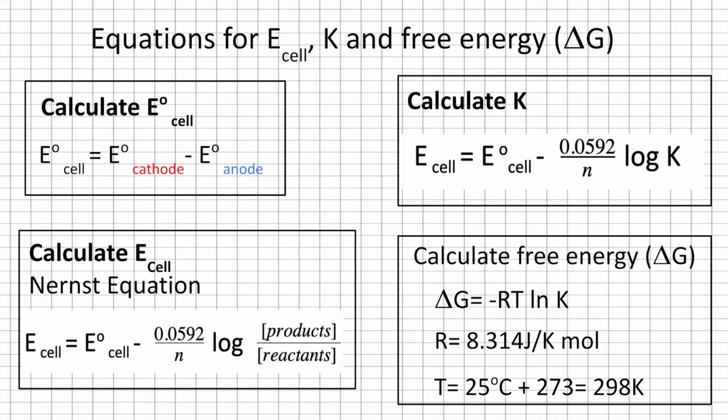over reactants. To calculate the free energy or delta G, we'll be using delta G equals negative RT times the natural log of K, where R is the universal gas constant of 8.314 joules per K mole, and temperature will be converted from Celsius to 298 Kelvin.